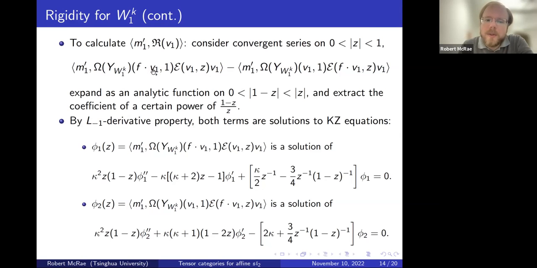And why are there two of them? One of them has an FV1 times V1. I should say F is the SL2F of the EHF triple. So here we have FV1 V1. Here we have V1 FV1. That's basically the co-evaluation for SL2 modules. That's what the co-evaluation looks like.